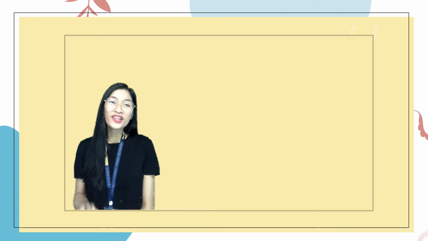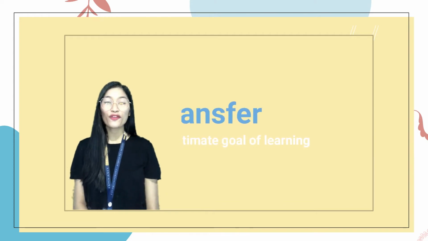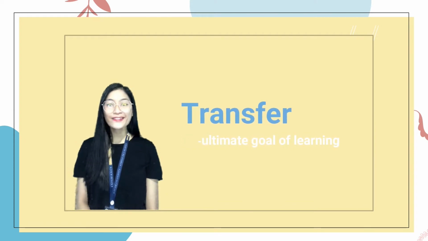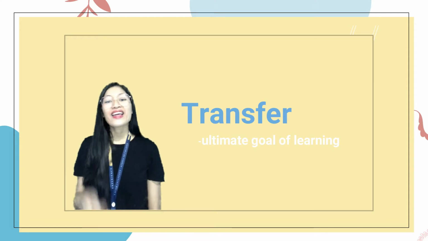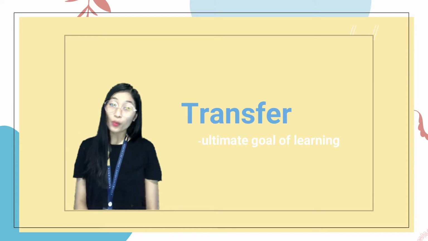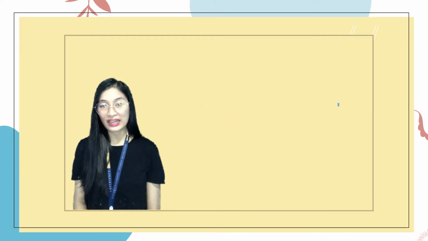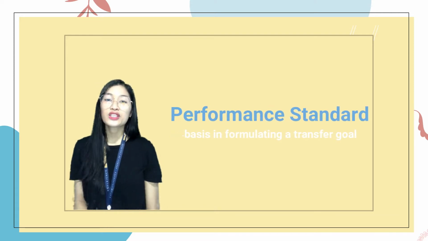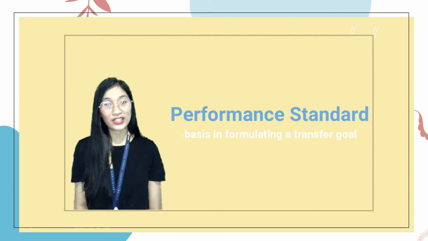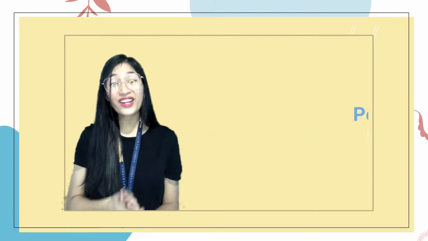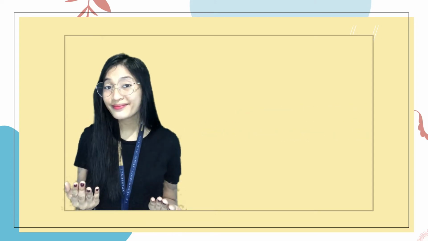So before I present to you some examples, let us first have a short review on how to formulate a transfer goal. Now we know that transfer is the ultimate goal of learning, so as teachers, we need to clarify our goals and think thoroughly about what we want our learners to perform at the end of the discussion or the learning content. So we need to look back on the performance standard, which is our basis in formulating a transfer goal. So again, what is a transfer goal?